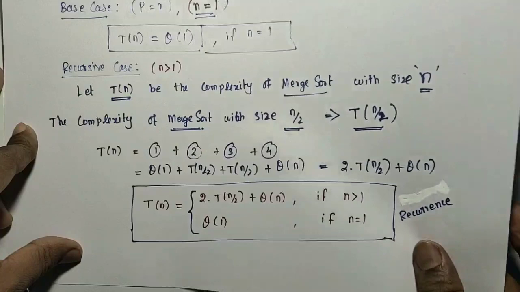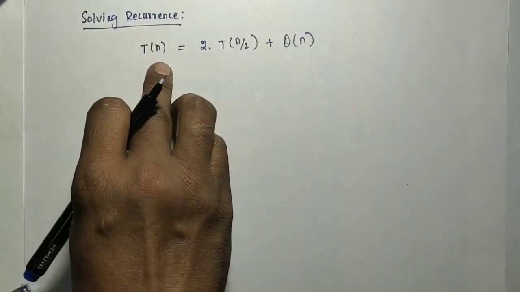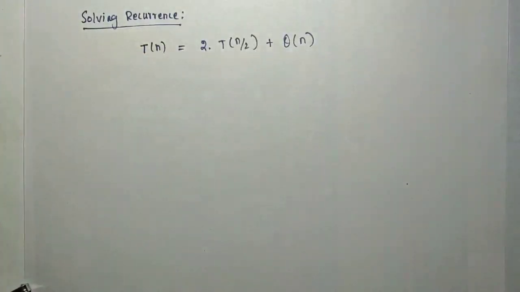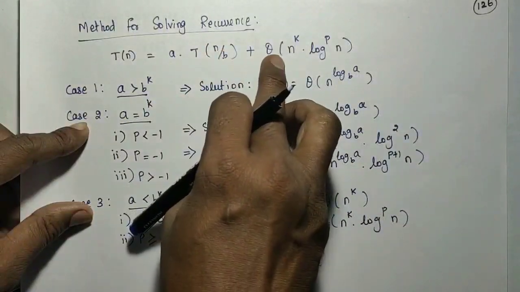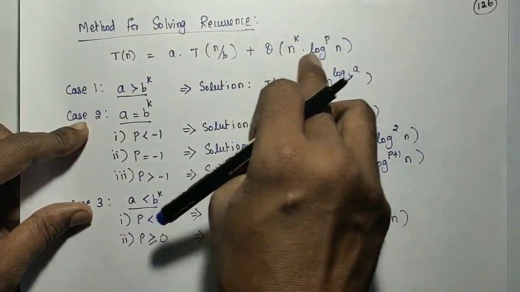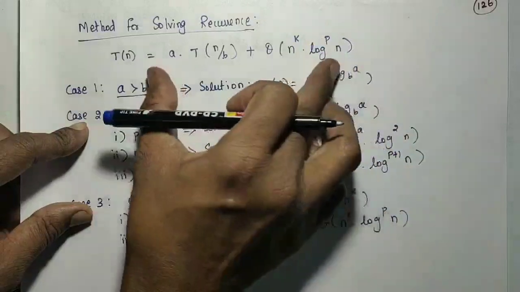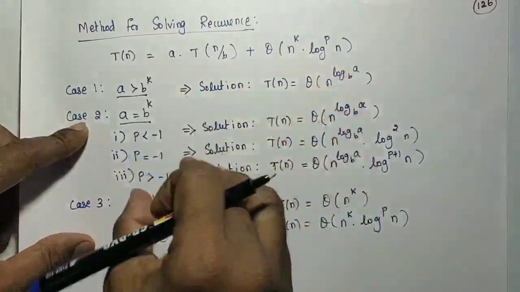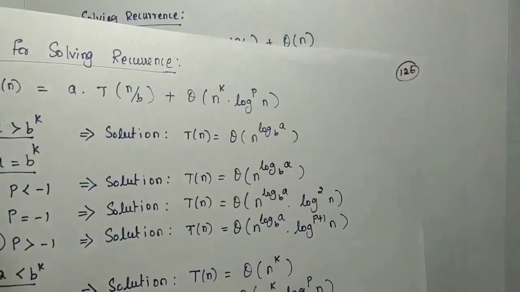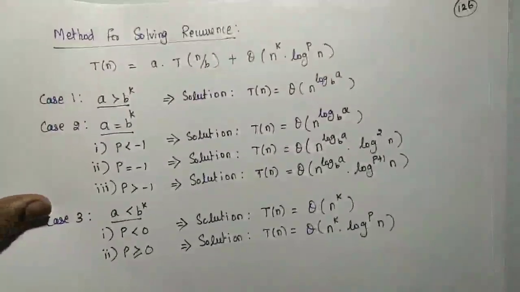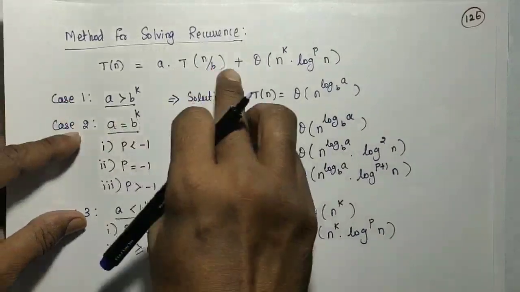So now we'll start discussing how to solve this recurrence. Here, that method we already discussed: a into T of n by b plus theta of n power k into log n power p. In that format the recurrence is there. These are the 3 cases to obtain the solution. I need to find the a, b, k and p values from this.